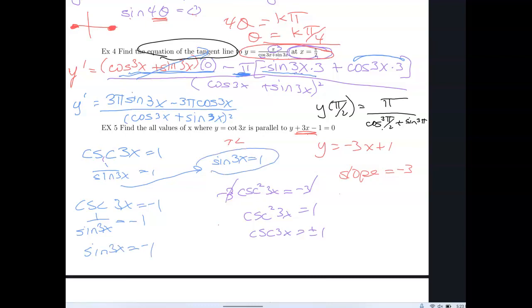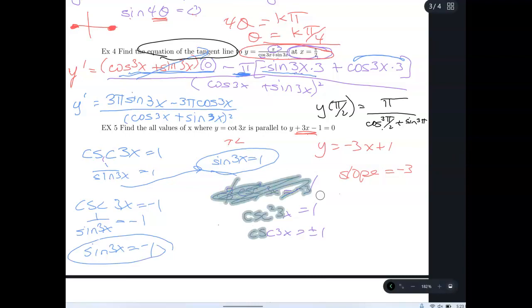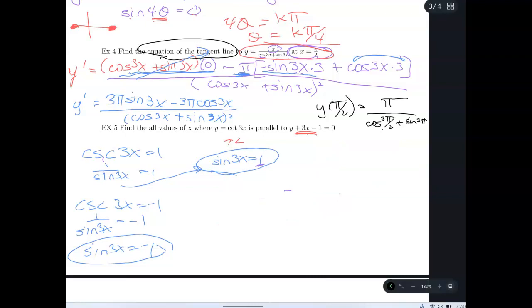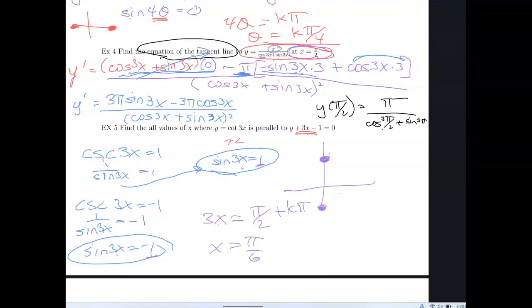Okay, so let's think about what that looks like. So when I'm trying to find when the sine is 1 or negative 1, thinking about that unit circle, sine is 1 here, sine is negative 1 here. So they're pi apart from each other. So I can say 3x, the angle, right, is equal to pi over 2 plus k pi. So then I divide through by 3, I get pi over 6 plus k pi over 3.